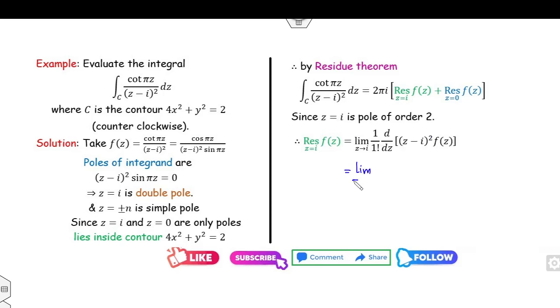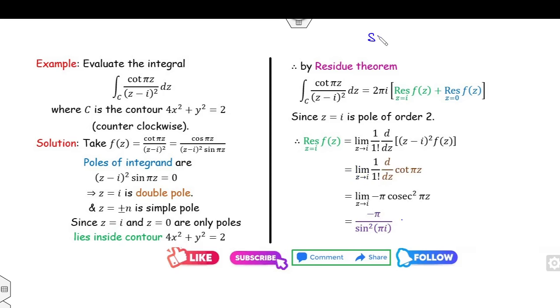You can substitute the value. Z approaches iota. The first derivative, the factor z minus iota will be cancelled out. It's cot of pi z. Can you find the derivative of cot pi z? Z approaches iota. It is minus pi cosecant square pi z. Fine. I can substitute the value of z as iota.